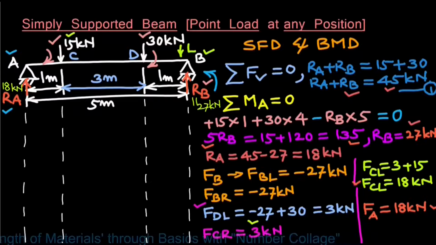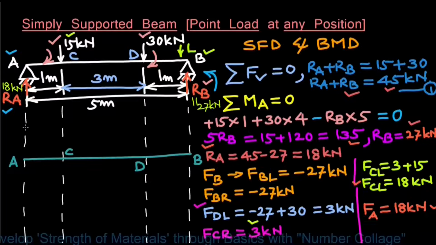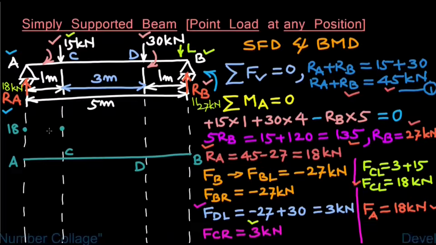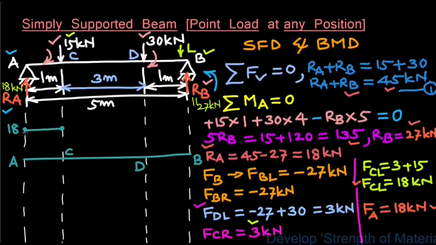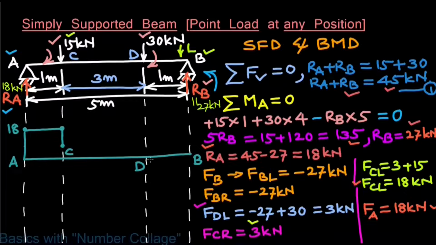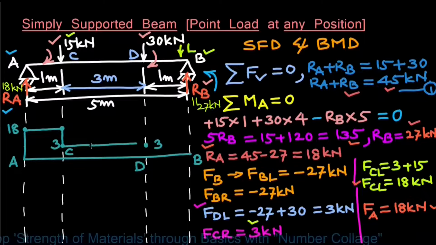So let us draw the shear force diagram from these shear force values. So first let us draw the baseline A, B, C and D. First shear force FA 18 kilonewton, then shear force FCL 18 kilonewton again. As there is no load between A and C, the shear force curve will be horizontal. Then shear force to the right of point C is 3 kilonewton and to the left of point D is also 3 kilonewton. So the shear force curve will be horizontal from 3 to 3.